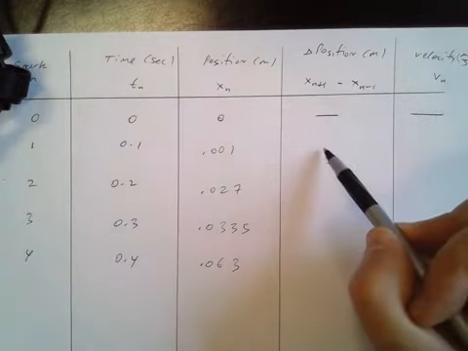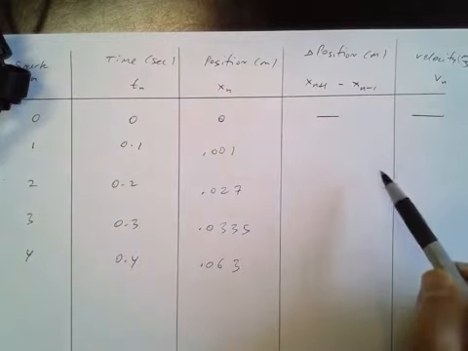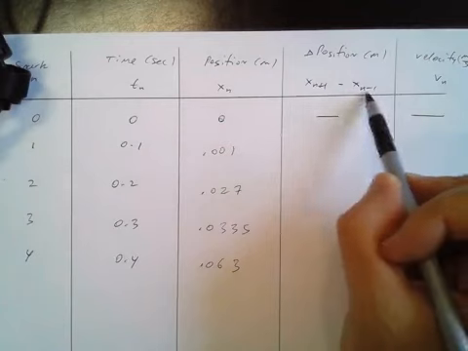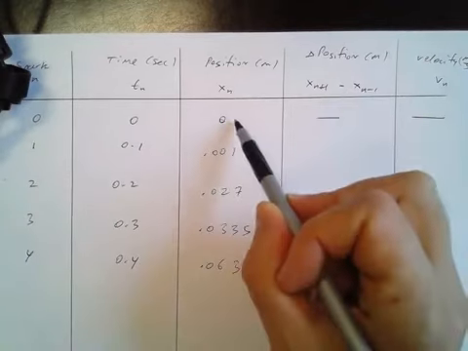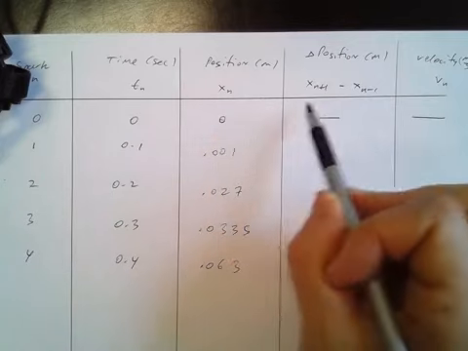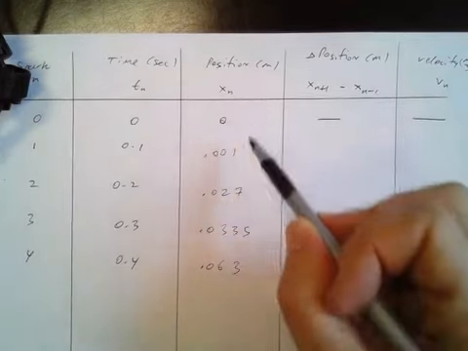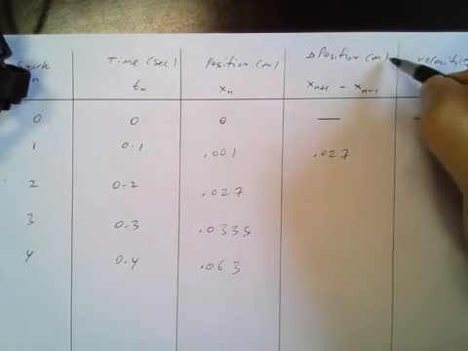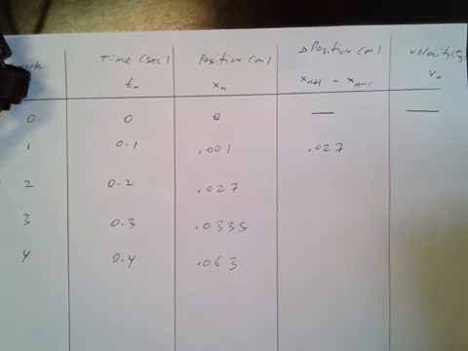So let's do an example for spark 1, which happened at the time 0.1 seconds. What we're going to find first is the change in position from spark n minus 1, which was this one, spark 0, until spark n plus 1, which is this one, spark 2. So I'm going to take that difference. It is 0.027 meters. I'm just putting the units at the top of my column, and all of the numbers will be in meters.